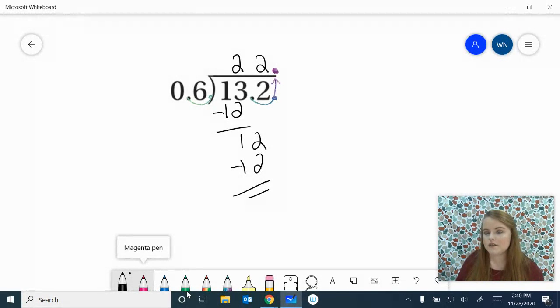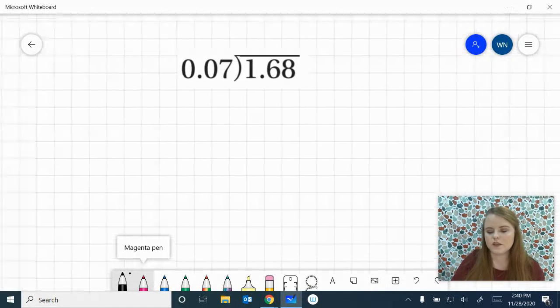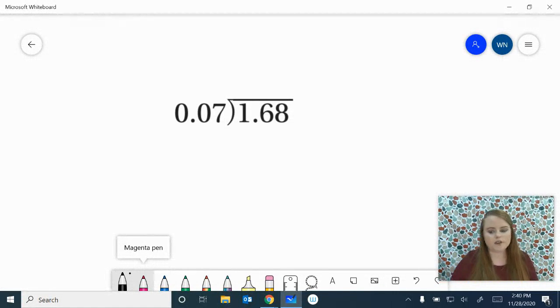You catching that? I hope you did. Let's do one more together. 1 and 68 hundredths divided by 7 hundredths. Let's swoop it out. This has 2 swoops. It's a little bit different. 1 swoop, 2 swoop. Bring it straight up. There's your decimal point. 1 divided by 7, nothing. 16 divided by 7 is 2.